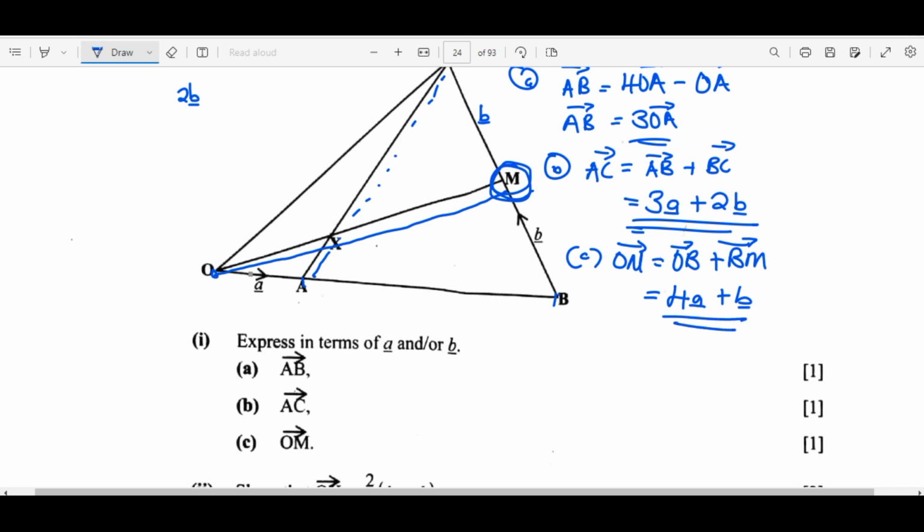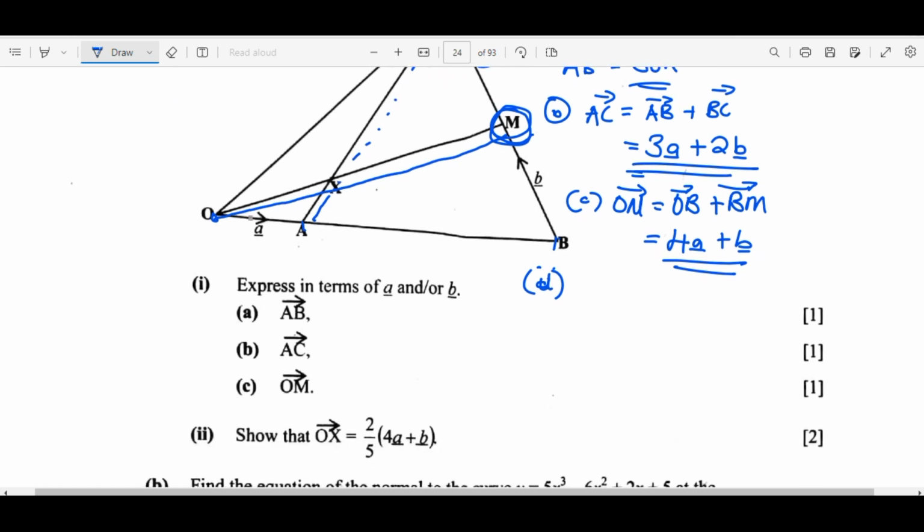So we can move to part 2, and then show that OX is 2/5 of 4A plus 5. So we are just showing the answer, or it has been answered already, so we're just showing OX. So OX is equal to OX. Where is OX? So OX here. So this is what we want.